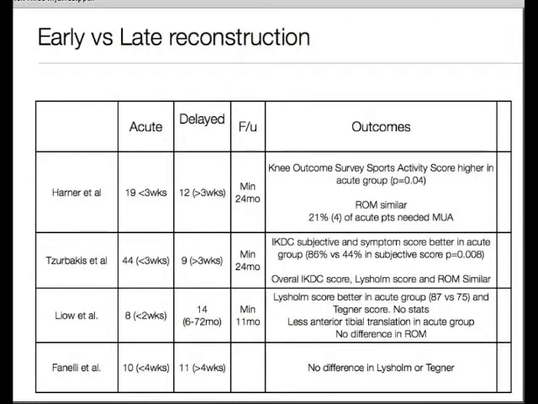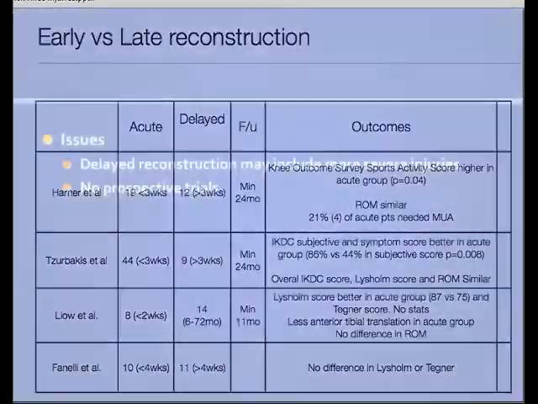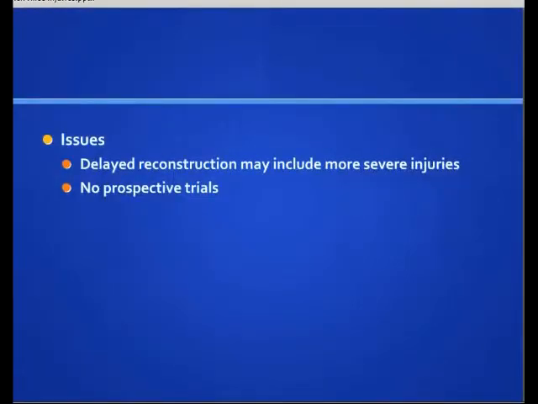The issue with these trials, or with these outcome assessments, is that often the group of patients that are put into the delayed reconstruction group have more complex injuries, and may have soft tissue injuries or other problems. Lastly, there are no prospective trials.